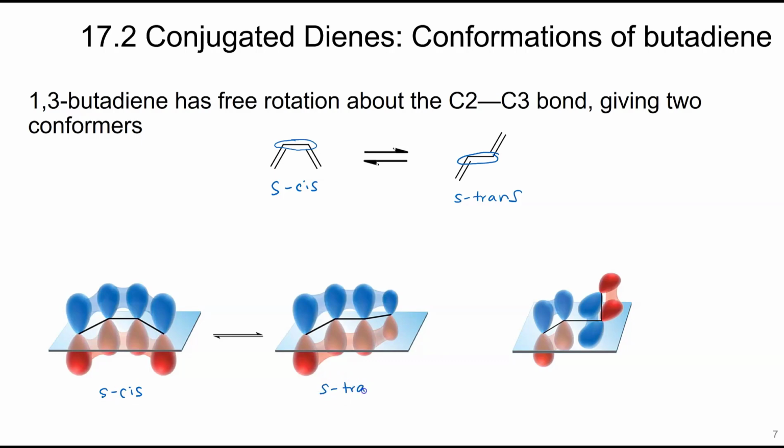This one is s-trans. If we were to try to turn this bond up 90 degrees, this is not favored because this conjugation is disrupted. These conformations can rapidly interconvert to each other, and the p orbitals have effective overlap to give a continuous conjugated pi system. So in the s-cis we have overlap there, and in the s-trans we have overlap here.